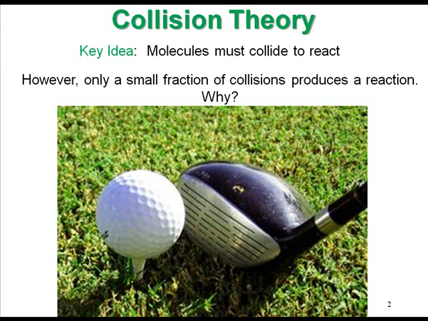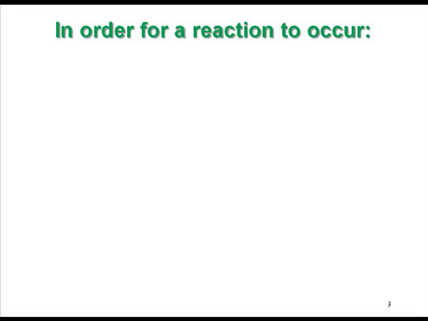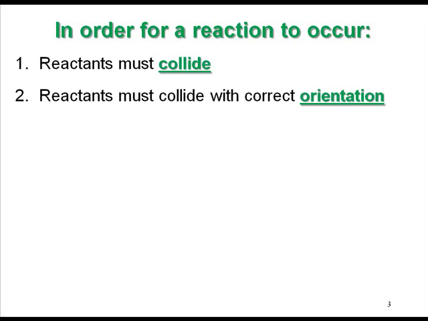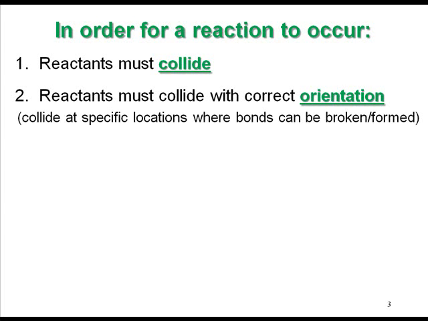Now the question is, why are these collisions, generally speaking, not particularly successful? And the answer is that you have to have physical collision, and often, particularly in gases, there's very great space between molecules, making it hard for them essentially to find each other. And then once they do collide, the atoms in the molecules have to be oriented in such a way that the bonds holding the atoms together can be successfully broken.